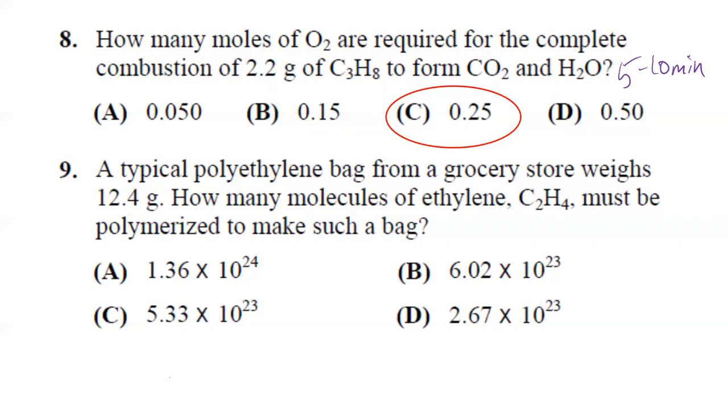Let's go ahead and look at number 9. And so number 9 is saying that we have a polyethylene bag, right? So a plastic bag, and it weighs 12.4 grams. And they want to know how many molecules of C2H4 have to be put together. That's what polymerized means to make this bag. Right? So it's using just an unusual word in that case. So it's saying how many molecules of C2H4 have to go together to make that bag.